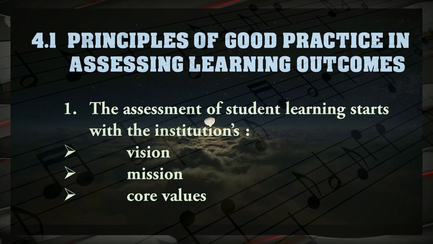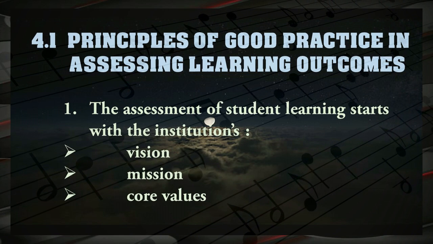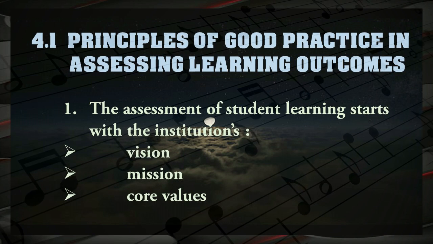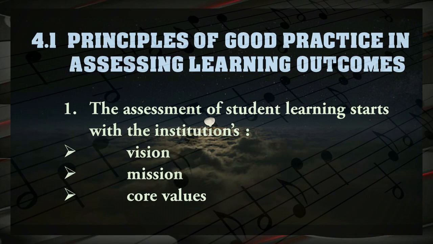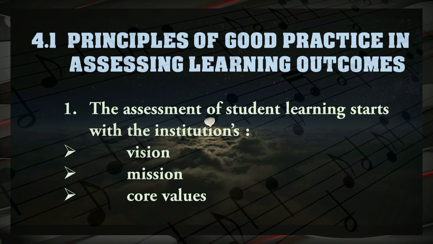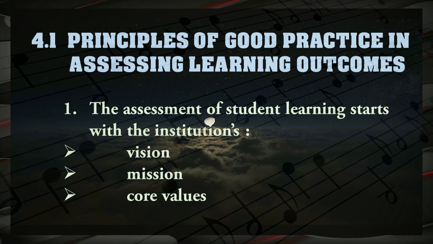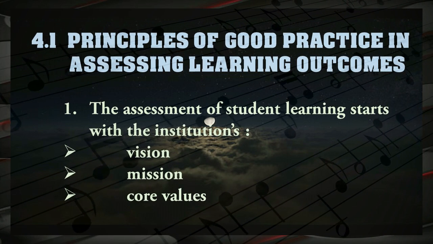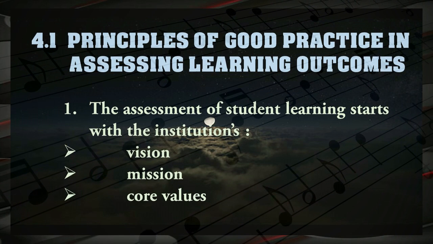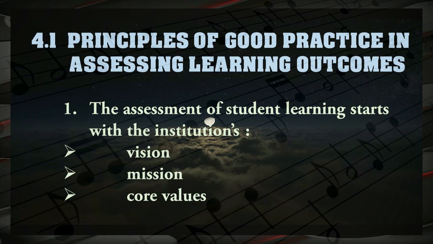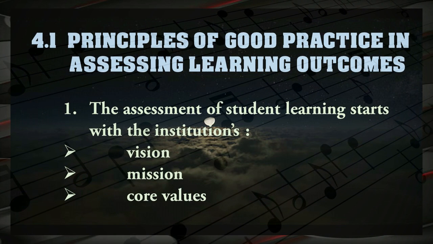Principle number 1. The assessment of student learning starts with the institution's vision, mission, and core values. There should be a clear statement on the kinds of learning that the institution values most for its students. We can see it through its vision, mission, and core values.